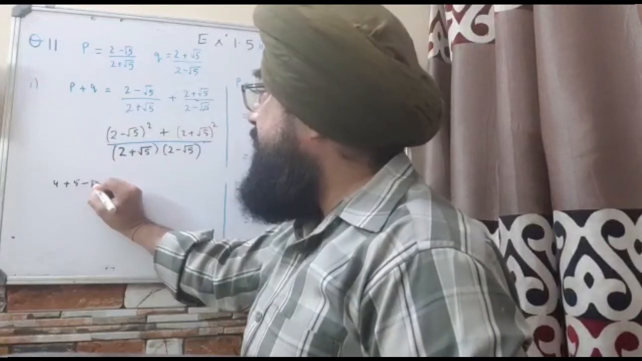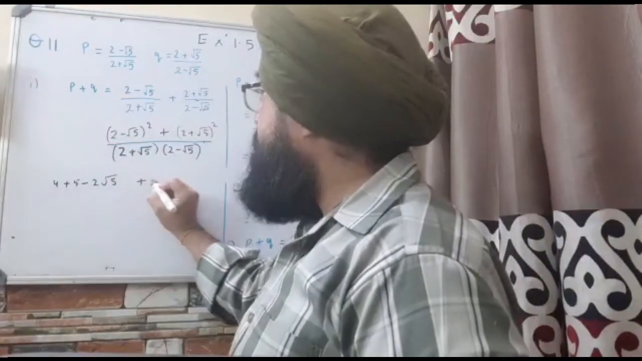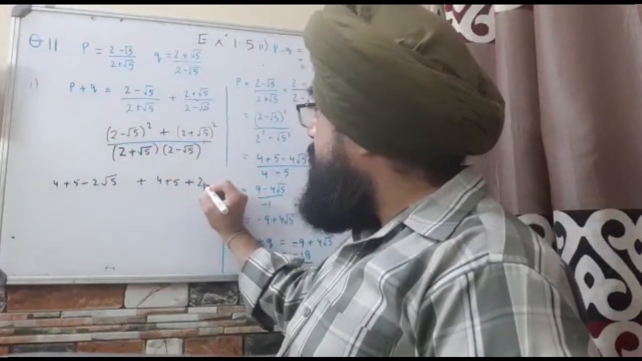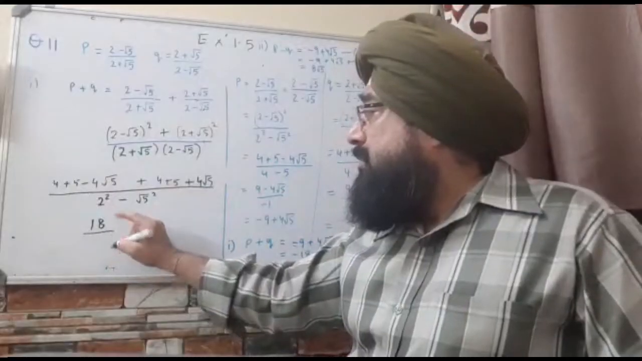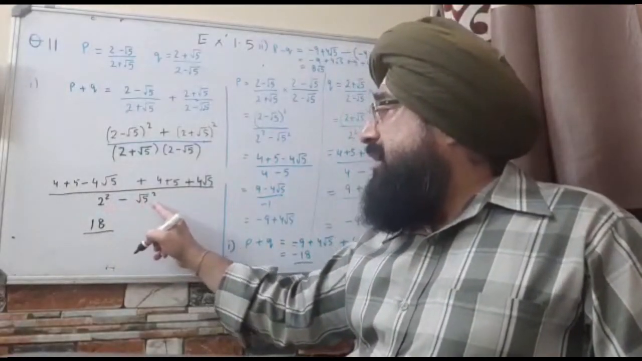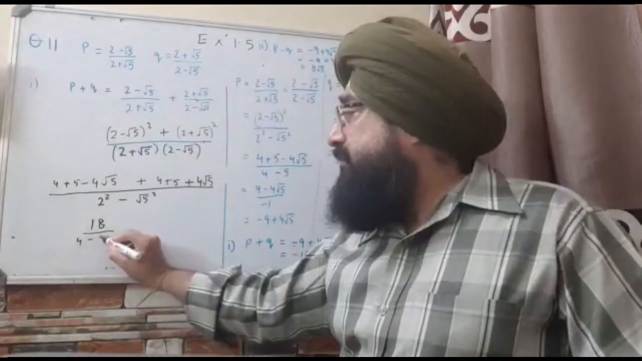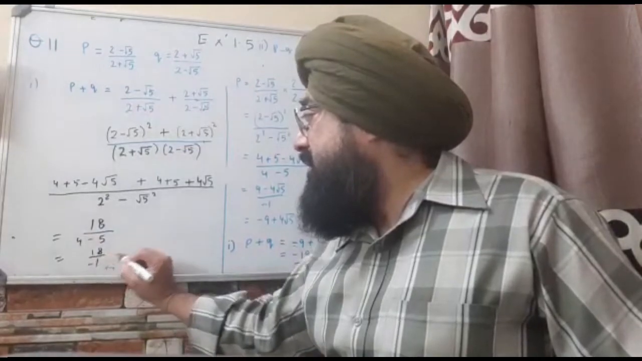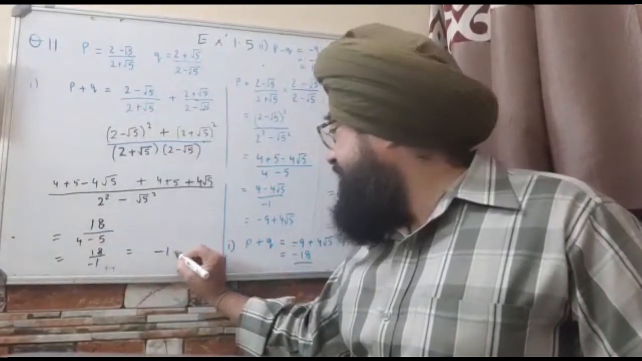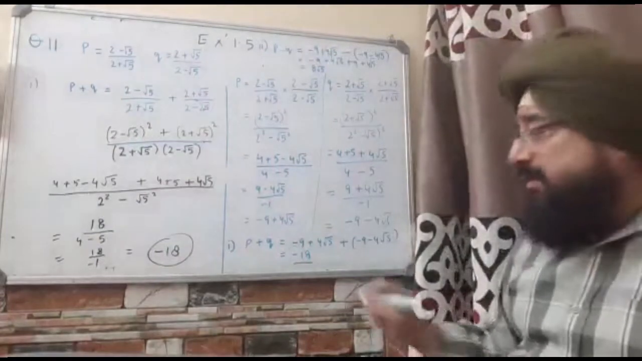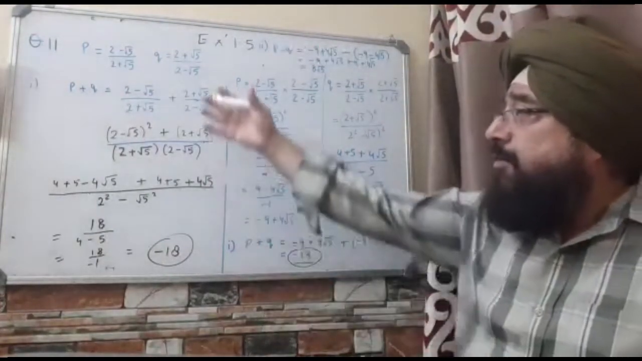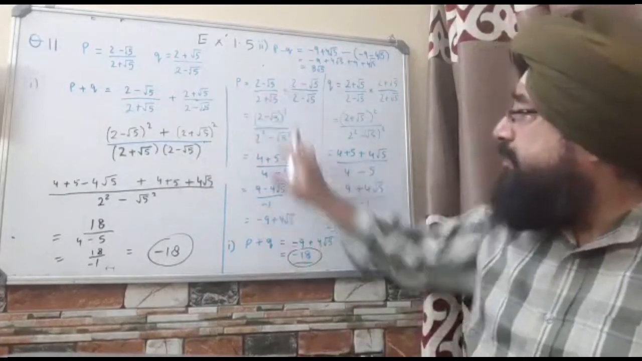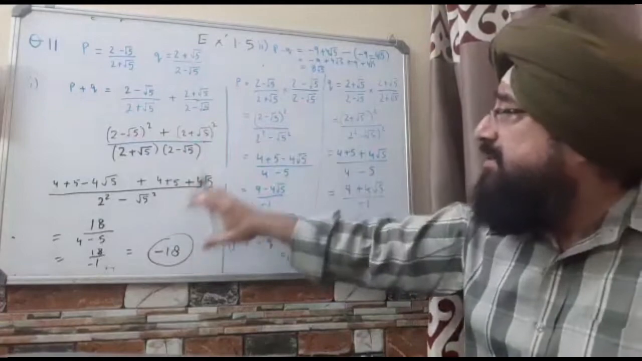So it becomes 4 plus 5 minus 4 root 5, plus 4 plus 5 plus 4 root 5. In the denominator, 2 square minus root 5 square is 4 minus 5, that is minus 1. 18 upon minus 1 is minus 18, so we get minus 18. How short and beautiful this solution has become, isn't it? Yes, sir, as compared to this, it has become short.